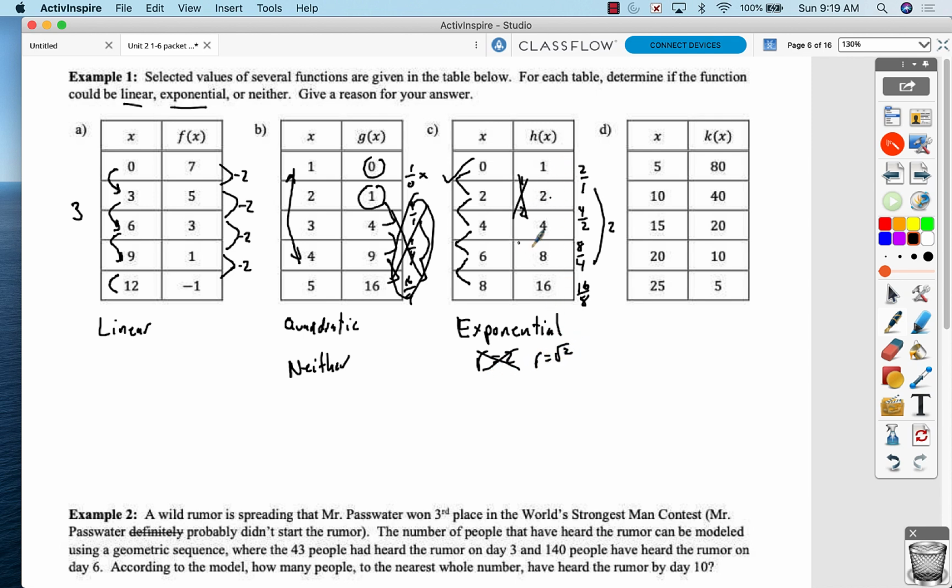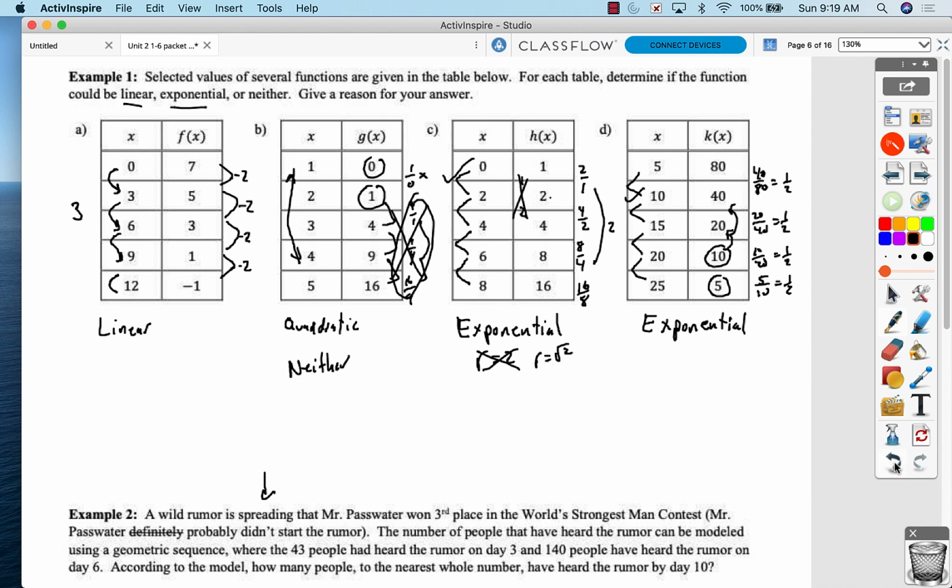And I'll show you how to do that on these problems down here, which we learned last time. Okay, up 5, up 5, up 5, up 5. Good on the intervals. Now I go to the second term. 40 divided by 80, that's a half. 20 divided by 40, that's a half. 10 divided by 20, a half. 5 divided by 10, a half. So when you go to the second term and divide the term behind it, you always get a half. So this is also exponential.